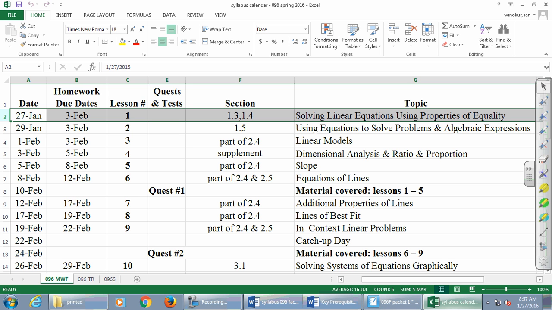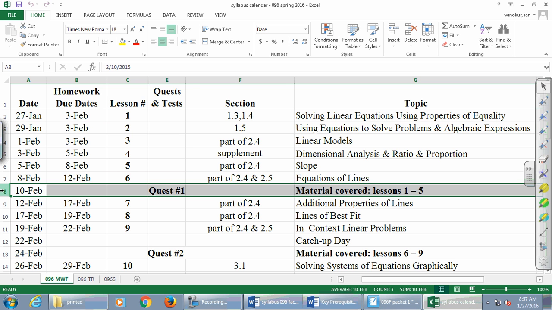Our first quest is coming up on February the 10th, so we've still got some time before that happens, but just putting it out there that you got the exact dates when we're going to have all of our quests and tests and even the final exam, assuming we don't have snow days between now and then.